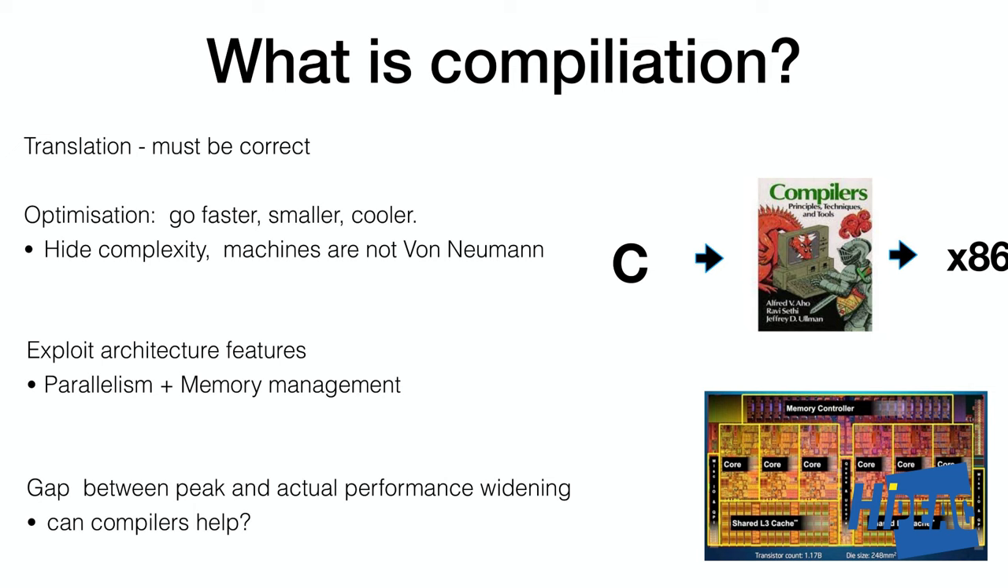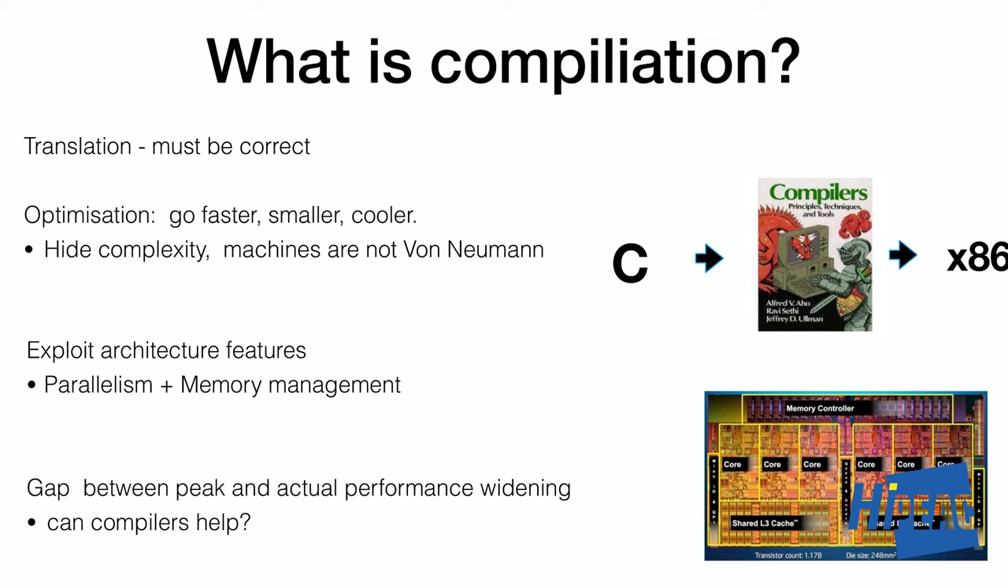What do I mean by better? They mean go faster, your code executes quicker. They're smaller, if you're an embedded device, you want to make sure your code footprint is as small as possible. Or you're cooler, you want to use less power, less thermal. So you've got an optimization problem. And most compiler research in the last 20, 30 years has largely been focused on this optimization stuff.